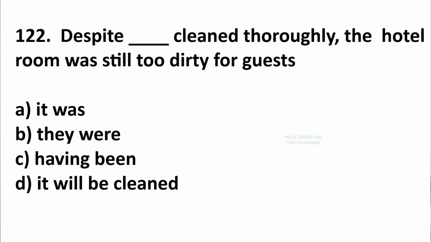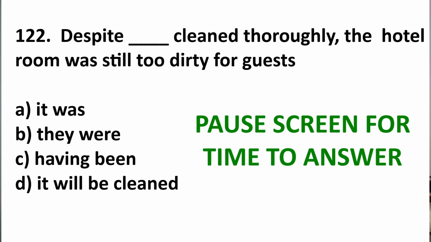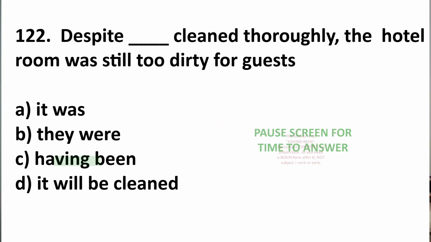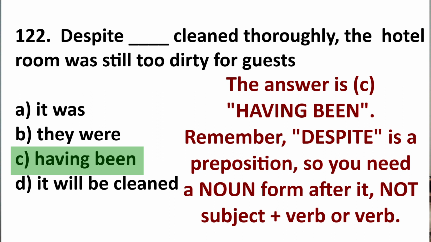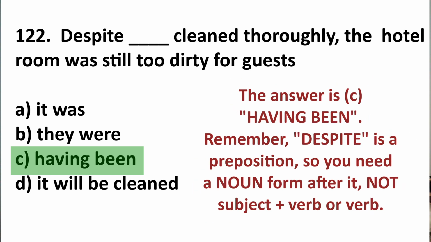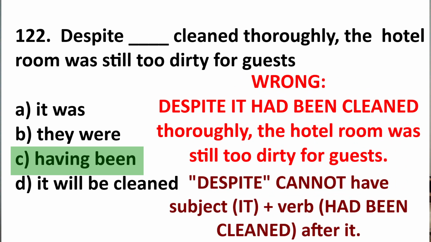Finally, number 3. Well, for this one, the answer is C. Despite is a preposition. After despite, you need a noun form, not subject verb or base verb. For example, if I said, despite it had been cleaned thoroughly, the hotel room was still too dirty for guests. This sounds good, but it's wrong because despite is a preposition. I can't have subject verb after despite.